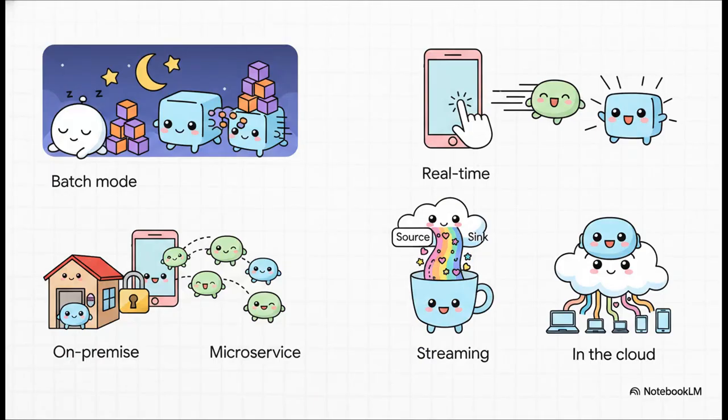And that plan has to get specific about how this model is going to live in the world. Is it going to run in batch mode, crunching a ton of data overnight? Or does it need to be a super fast, real-time microservice that gives answers in milliseconds? Is it going to be on-premise because of security, or up in the cloud so it can scale? The right answer totally depends on the problem you're trying to solve.